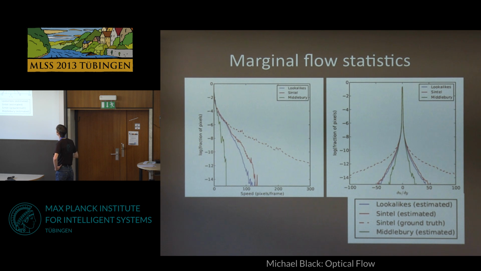Finally, if we look at the statistics of the spatial derivatives, here's the spatial derivative of the horizontal motion in the y direction. It's the partial derivative of horizontal flow in the y direction for the lookalikes in blue and Sintel in red. You can see these two things line up fairly well. That's good. But you also notice that they don't look Gaussian at all. They're very peaked at 0 and highly kurtotic. So that suggests that our spatial smoothness assumption was probably wrong.